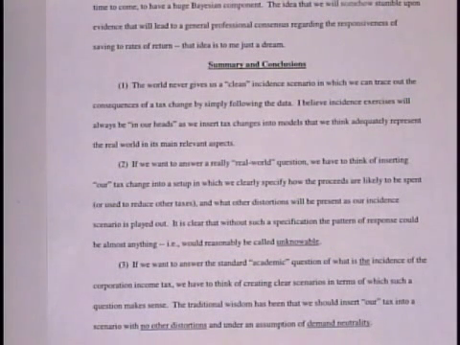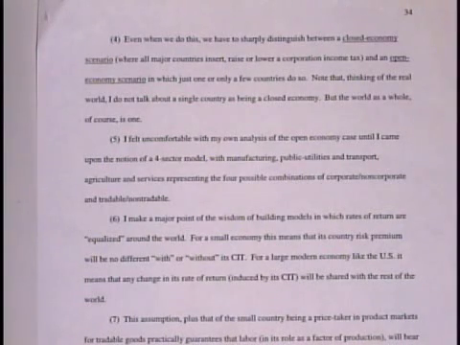In order to do a standard incidence analysis, we have to have a convention, and I think the convention of no other distortions plus the assumption of demand neutrality is pretty much what we have followed, and I think it's a very good convention. But even when we do this, we have to sharply distinguish between a closed economy scenario, where all major countries do whatever is being done to the tax, and an open economy scenario in which only one or a few countries do it. Then we come to the 4-sector analysis that we've talked about, and now we're coming to other things.